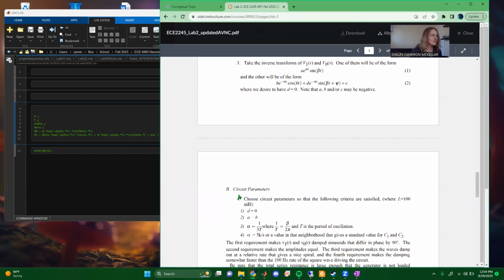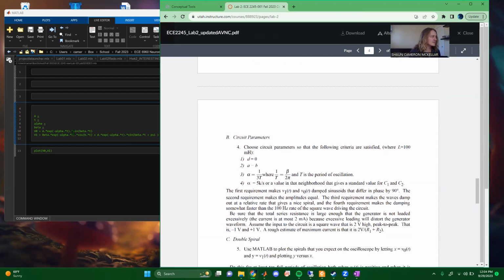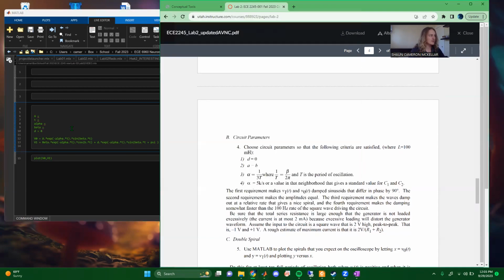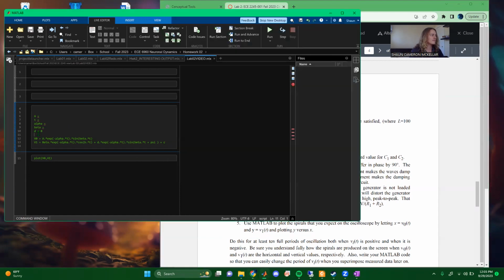Okay, so now we go through the circuit parameters. They tell us that we have these constraints on our system, which really simplifies some stuff. So we already know that d equals 0. I think that's supposed to be a equals b, actually. Seems like there's a typo on this specific lab. So a equals b. And here I've labeled these as uppercase, and this should also be a capital B here and a capital B here.